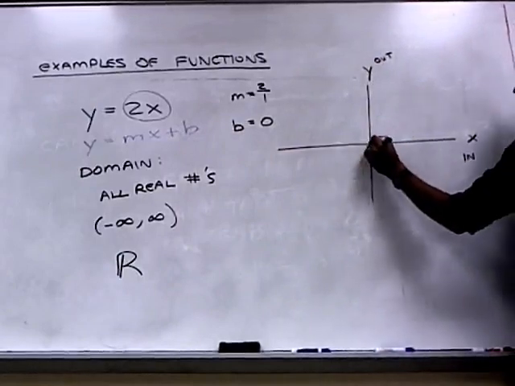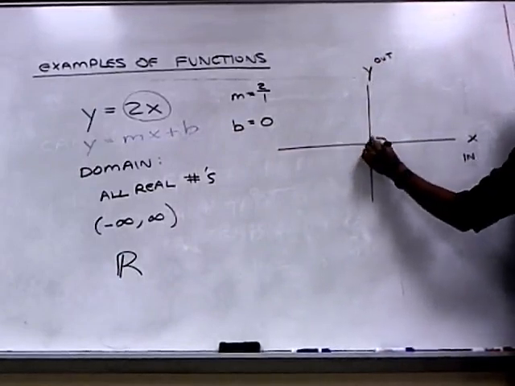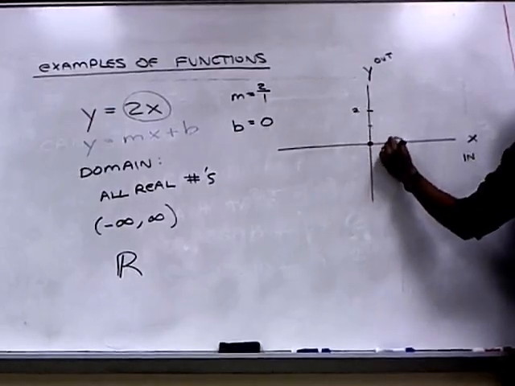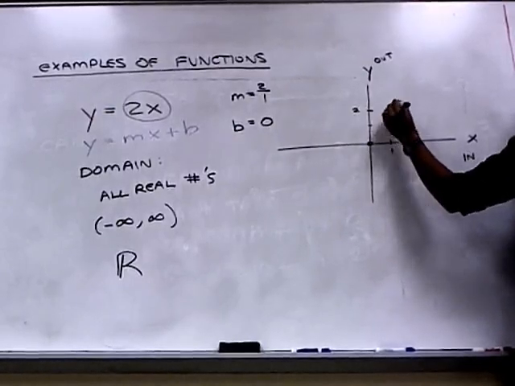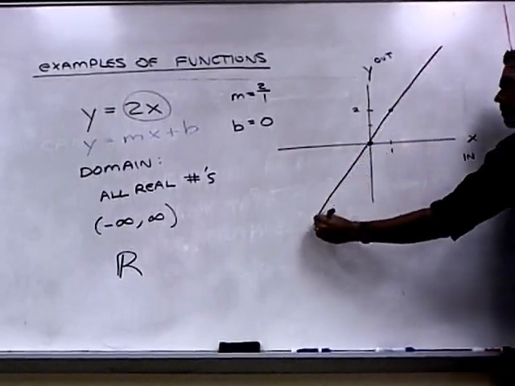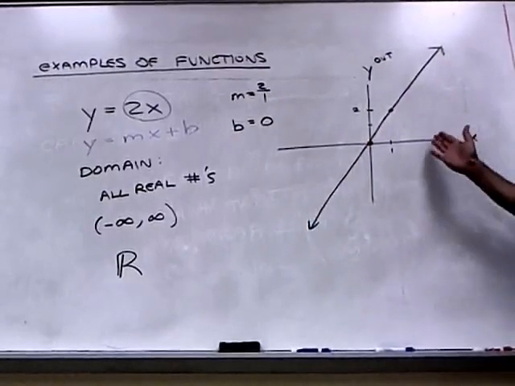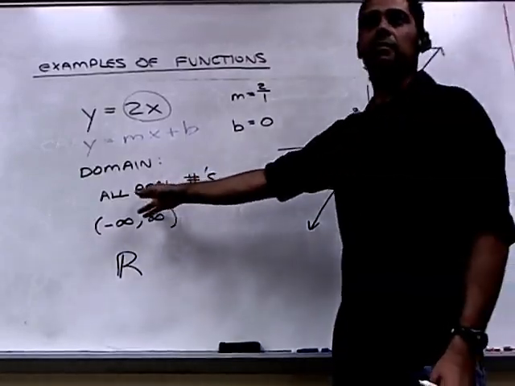And so I would start at the y-intercept of 0, and from here I'd go what? Up 2 and over 1. And then I would draw a straight line, wouldn't I? How does that tell me that the range is everything? And how can I look at that and tell that the domain is everything?